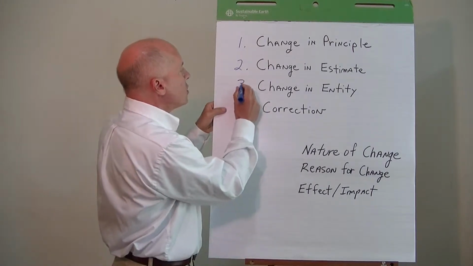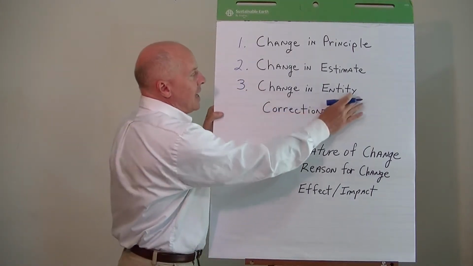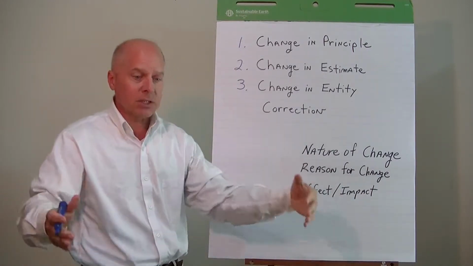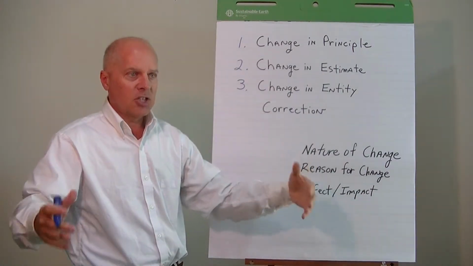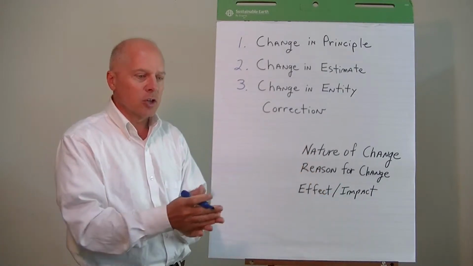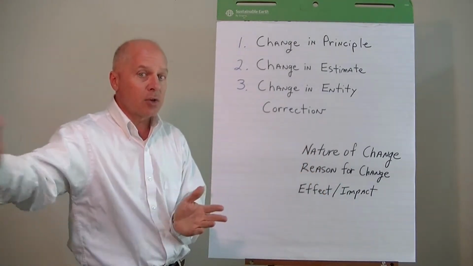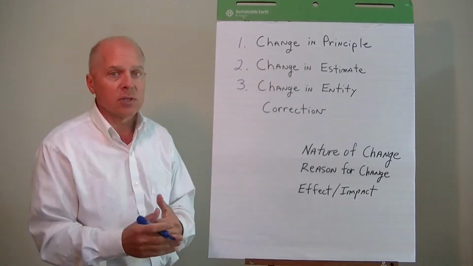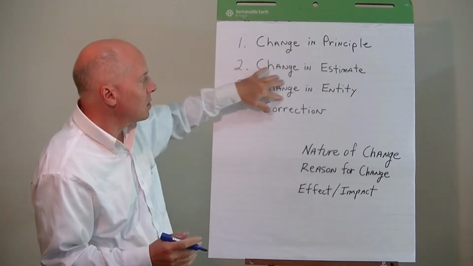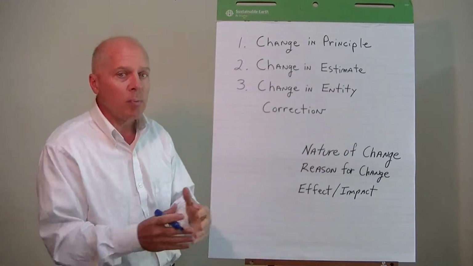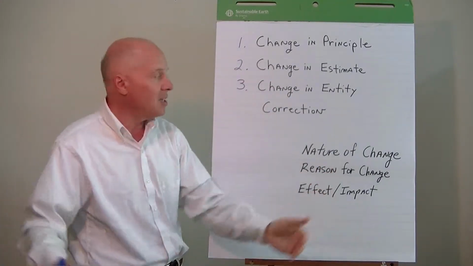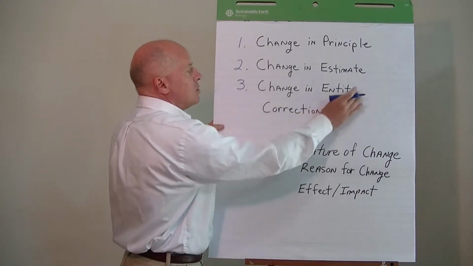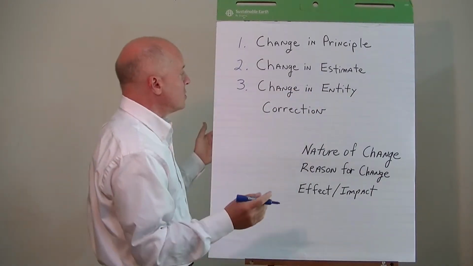A third kind of change that can come up is change in entity. And a change in entity has to deal with the fact that the business itself has changed. Either the business literally sold off a major part of its business, or maybe it went out and acquired another business, but there's been a major reorganizational change. The scope of accounting within that entity has changed dramatically. So a change in entity can take place because businesses go through a lot of mergers and acquisitions.